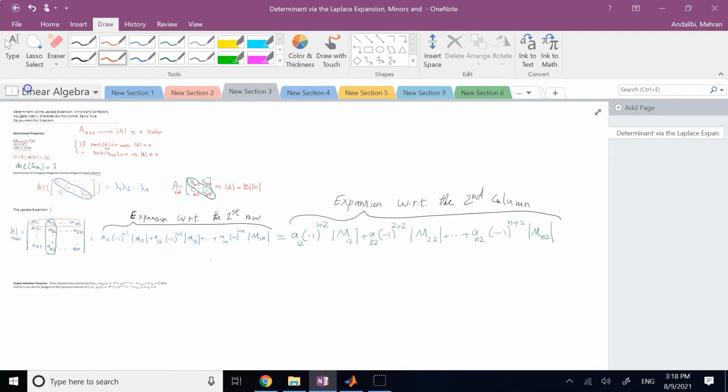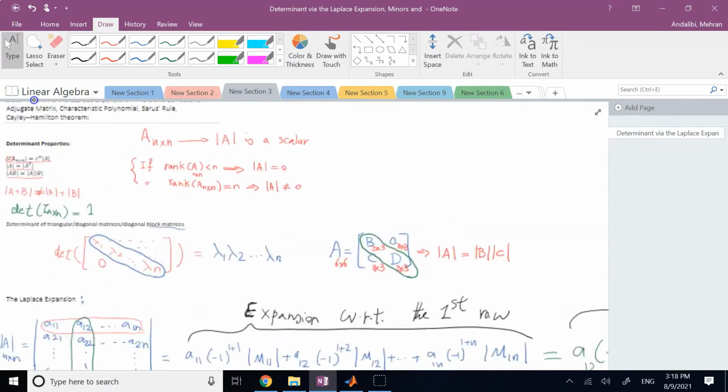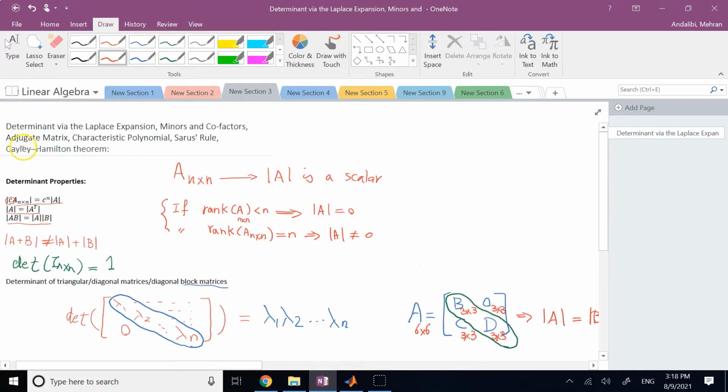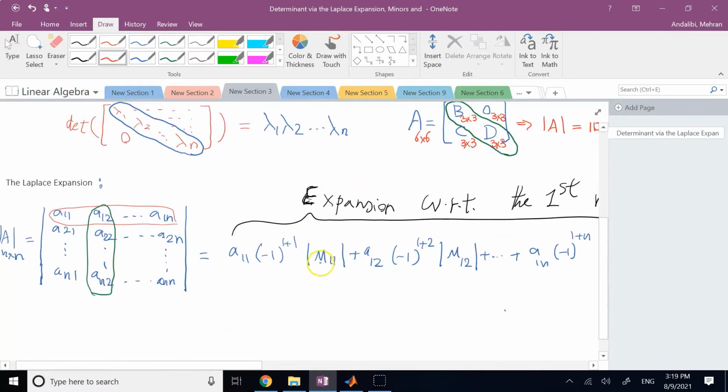So now we have some terminologies, and the terminologies are minors and cofactors, and then later on the adjugate matrix. Or maybe we can keep the adjugate matrix for when we talk about the inverse, because that is more useful when we talk about inverse. So let's keep the adjugate and cofactor matrix later, but the idea of cofactor and minor, it is important to talk about them right now. So I mentioned the minor for you, this M11, M22, and so on. This guy here, each one of these elements is called a minor.